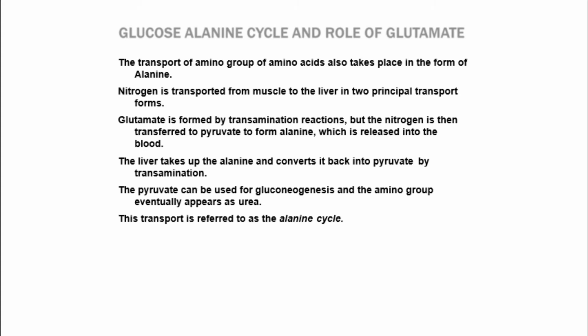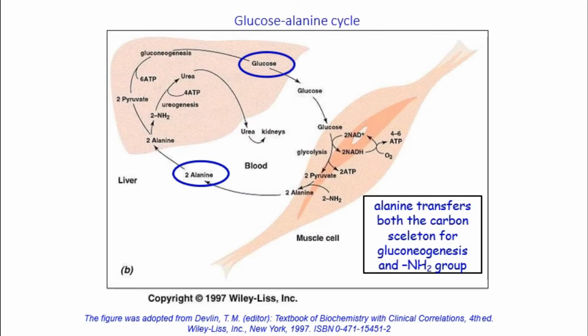Okay, so the one way is that in the liver we can pass on ammonia either in the form of glutamine or in the form of alanine. These are the two ways we can transport the ammonium into the liver. This is our glucose alanine cycle, as you can see here.